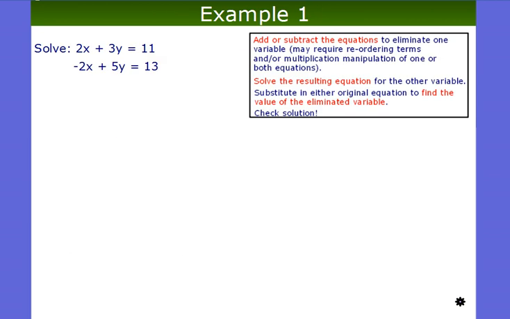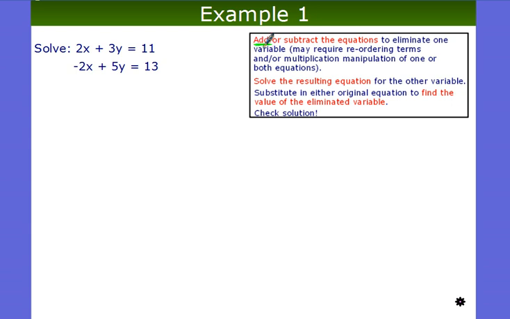So first example is 2x plus 3y equals 11 and negative 2x plus 5y equals 13. So with the elimination method, we're going to add or subtract. Here, we're going to look to add because I see a variable that has opposite coefficients. So this variable has 2, this variable has negative 2. So I know if I add them together, it will eliminate those variables.